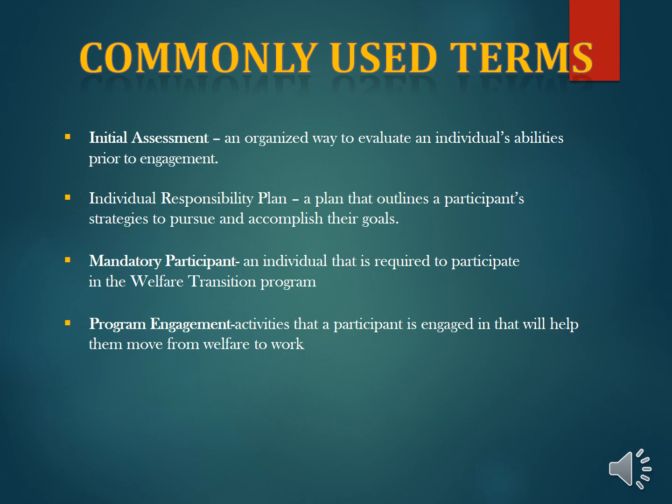Let's get started with some commonly used terms in today's session. Initial assessment: an organized way to evaluate an individual's ability prior to engagement. The individual responsibility plan: a plan that outlines the participant's strategies to pursue and accomplish their goals. Mandatory participant: an individual that is required to participate in the welfare transition program. Program engagement: activities that a participant is engaged in that will help them move from welfare to work.